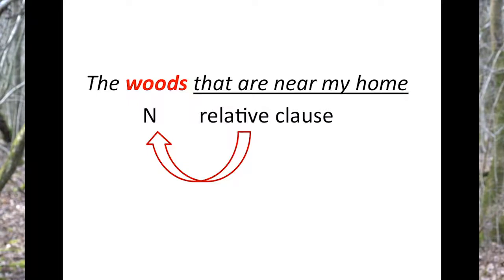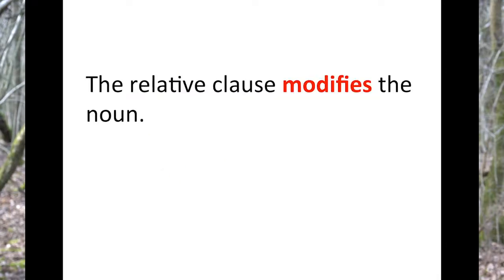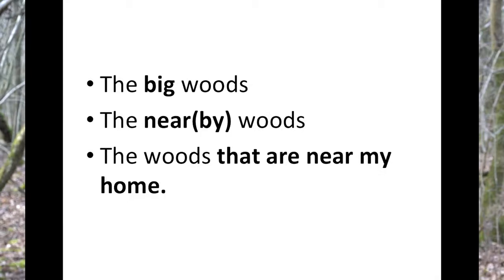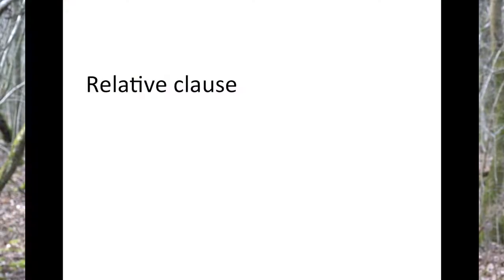This is a clause that gives us more information about a noun. It sort of modifies a noun, similar to an adjective: the big woods, the near woods, the woods that are near my home. So in this case, we have a subordination that is part of a noun phrase, where woods is the head noun. And we call this type of subordination a relative clause. And again, you can check out my video on relative clauses that goes into much more detail with this topic.